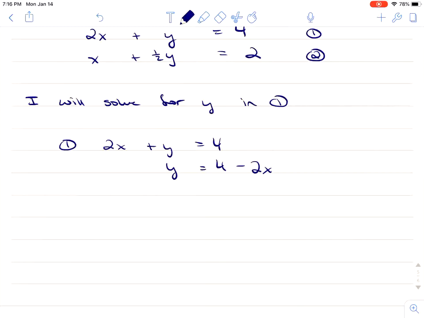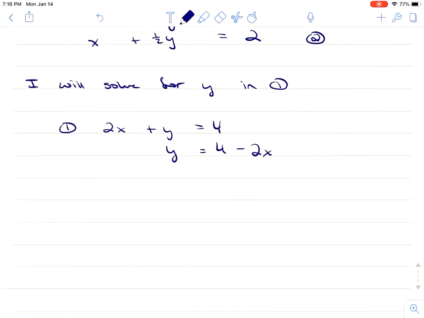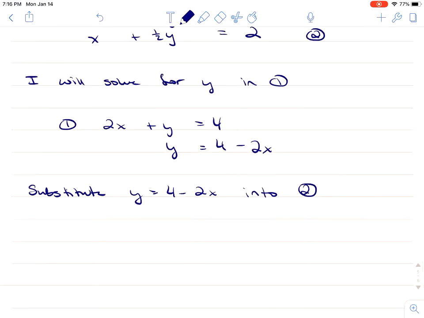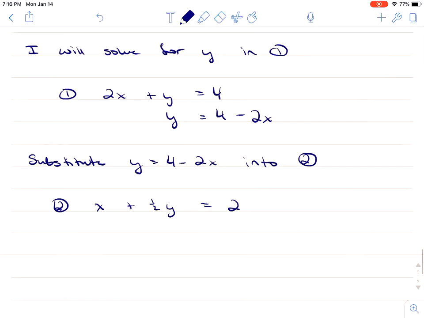That was easy. So now we can substitute y equals 4 minus 2x into equation 2. Right? We took it from 1, so we put it into 2. And just a reminder, equation 2 is x plus 1/2 y equals 2.